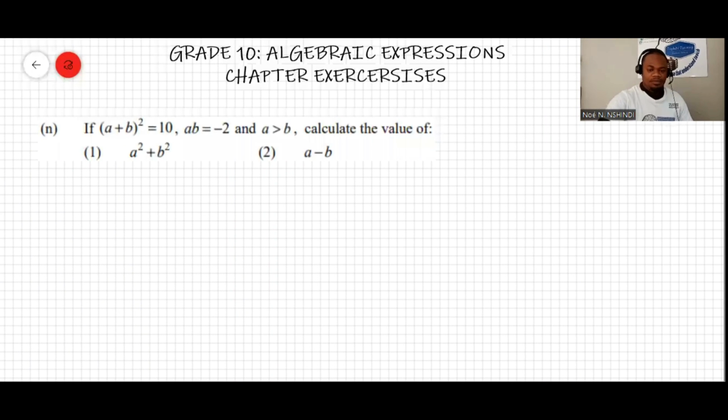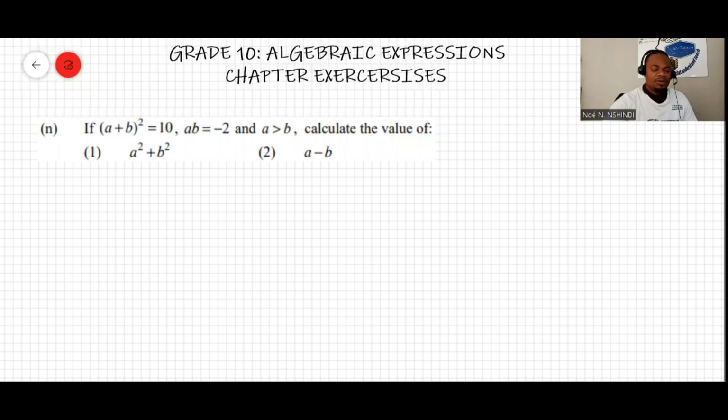Well, we have another question here that says: if a plus b, in the bracket, raised to the power of 2 equals 10, and ab equals negative 2, and a is greater than b, calculate the values of a squared plus b squared, and a minus b.